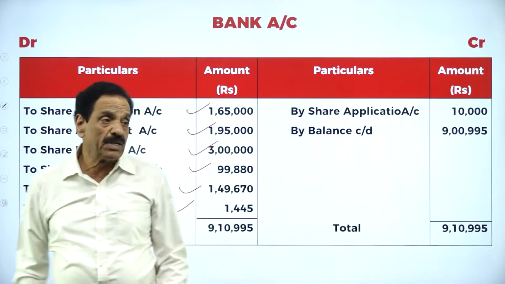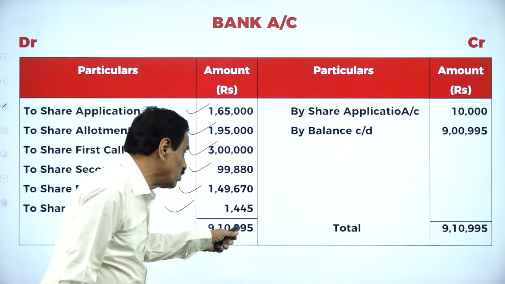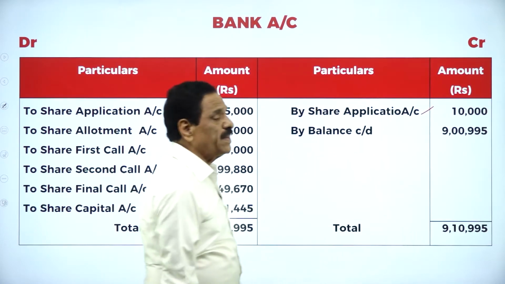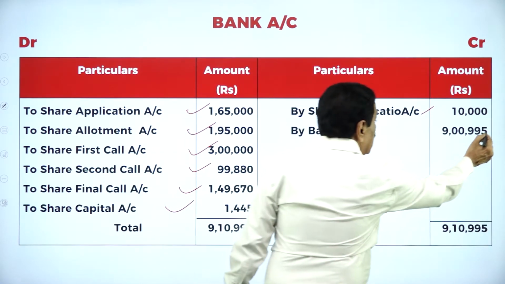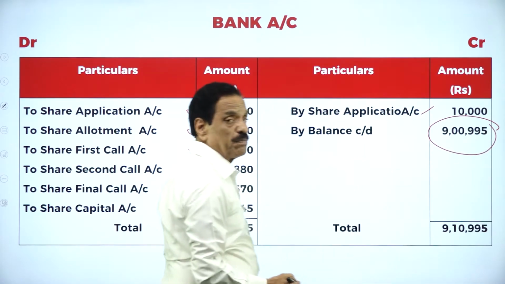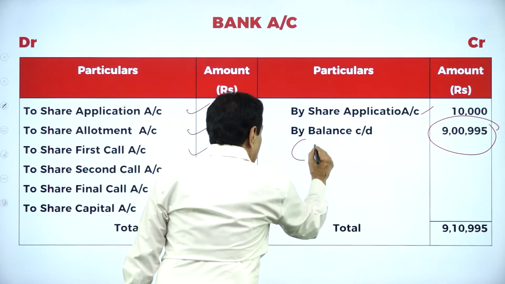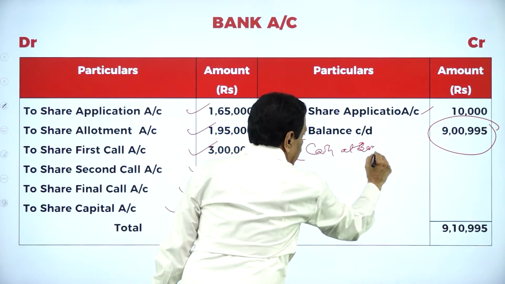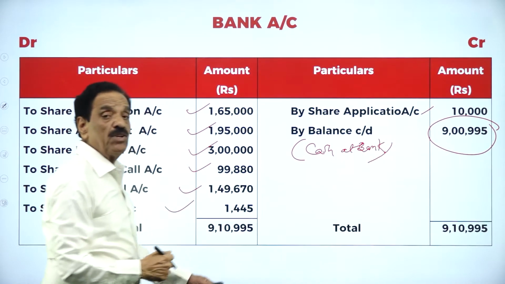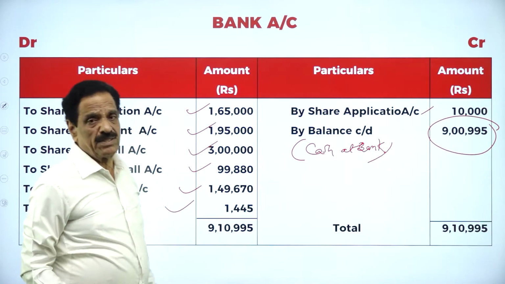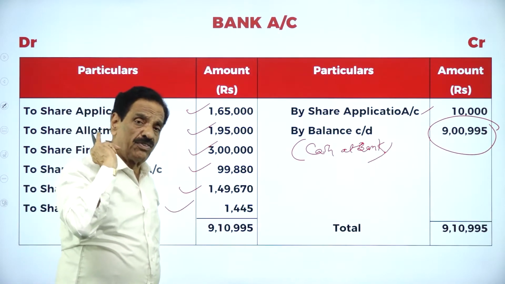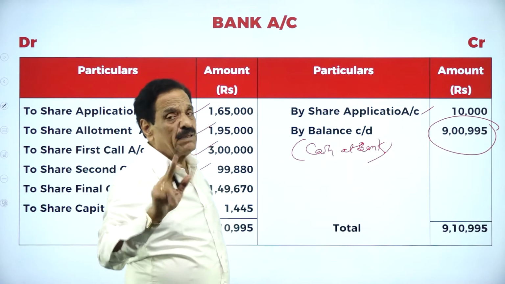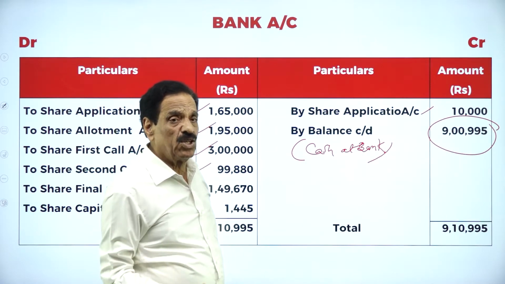So what's the total money you receive? 9,10,095. Out of that, how much application money has been refunded? 10,000. How much left over? 9,995 rupees. This is your cash at bank. This should be shown on the asset side of the balance sheet. You remember, out of 50,000, 110 have been forfeited, but 85 has been reissued.